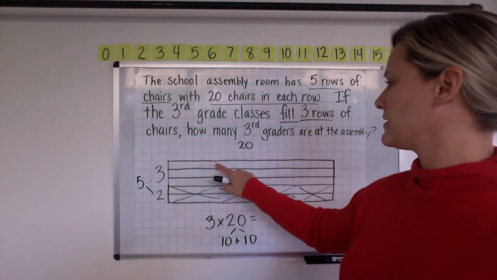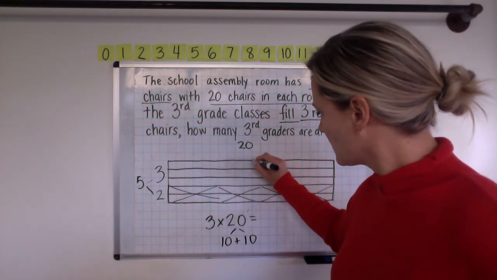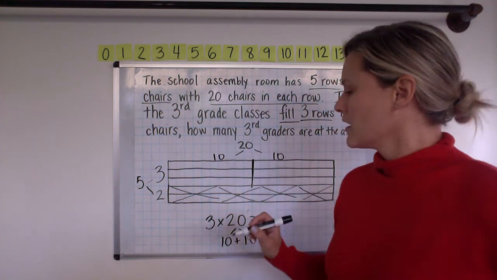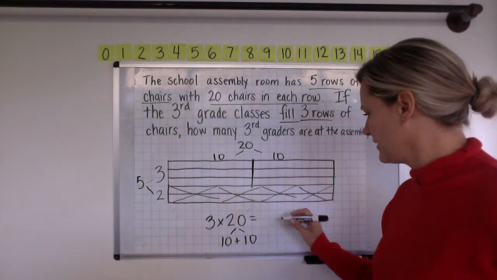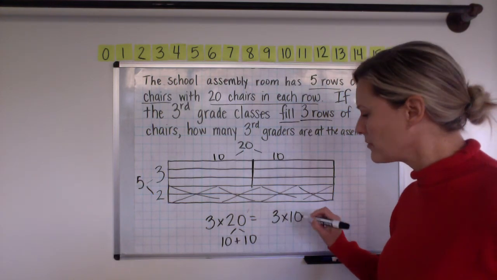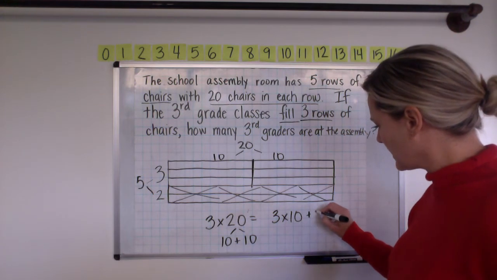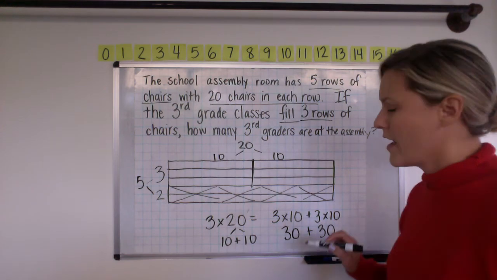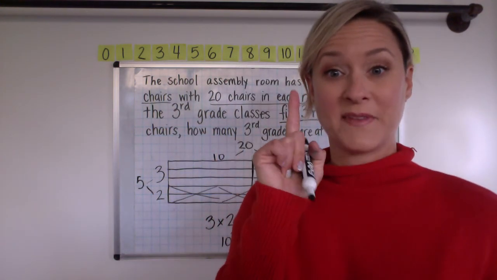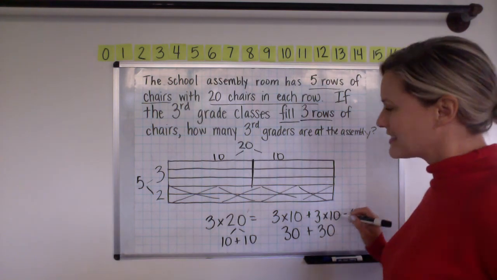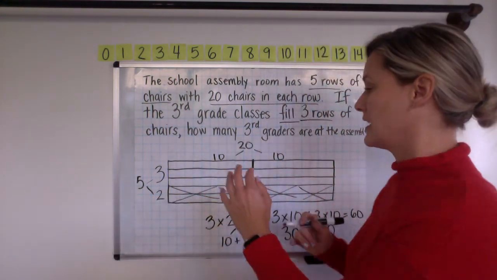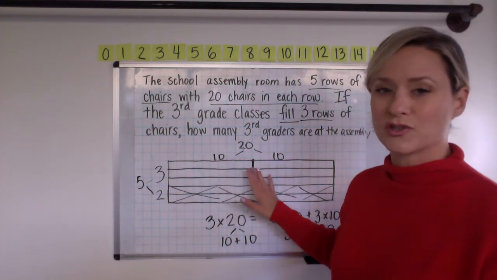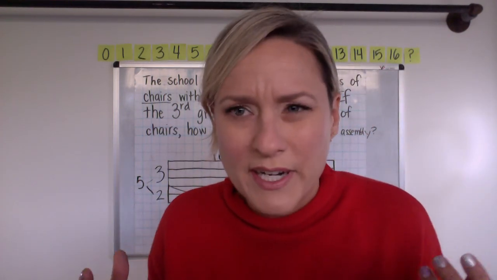1, 2, 3, 4, 5, 6, 7, 8, 9, 10. So maybe we just split it right there and turn the 20 into a 10 and a 10. So we could do 3 times 10. So 3 times 10, you probably know, plus another 3 times 10. So that would be a 30 plus a 30. And that makes 60. See how breaking apart numbers, we can actually use things that we already know. First, we have to have the picture in our head. Second, it's helpful to draw out a picture and then ask yourself, what do I already know about this?